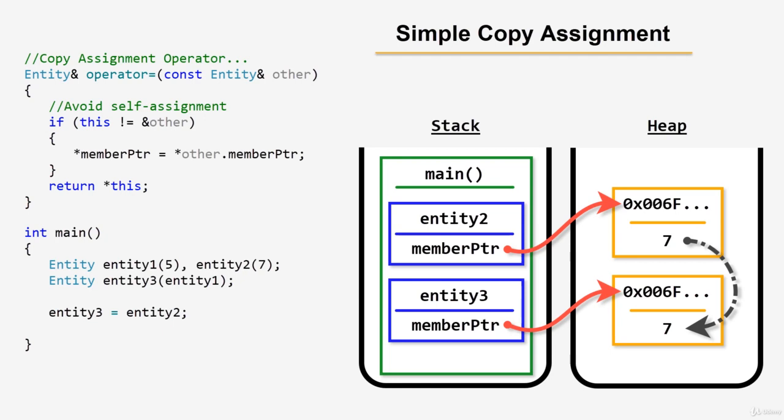Then we do other.memberPointer, and we dereference that to fetch the value. And then we assign that to the dereferenced member pointer of the calling object. That way we simply copy the value over from one dynamic variable on the heap to the other.